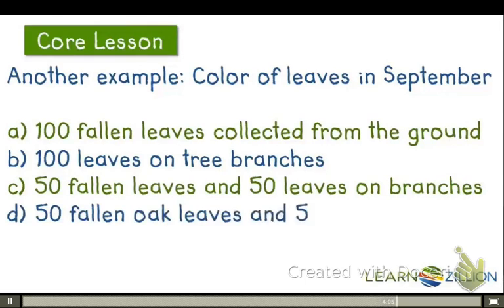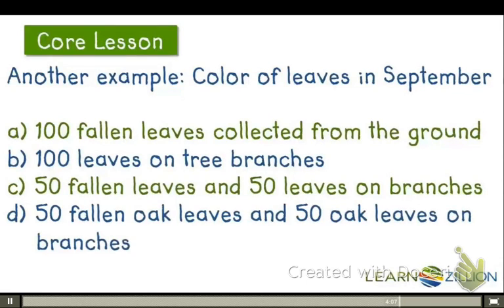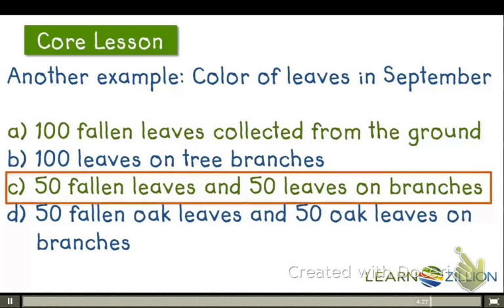Sample D: 50 fallen oak leaves and 50 oak leaves on branches. Well, in this case we have leaves from both the ground and from branches, but only leaves of one species, oak, are collected. And so that is a biased sampling method because not all leaves in the population have an equal likelihood of being in the sample. In this case, only sample C is a sample that is unbiased and will lead us to a valid inference about the color of leaves in September.